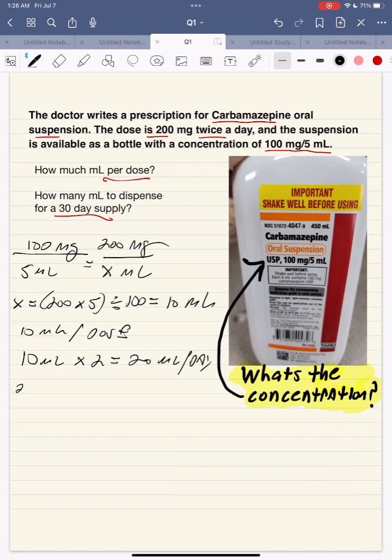Now, if you want to dispense a month's supply, like in retail, we usually dispense a month's supply for these type of medications. 20 ml times 30 days is 600 milliliters. So we would pour out into an amber bottle 600 milliliters for the patient.